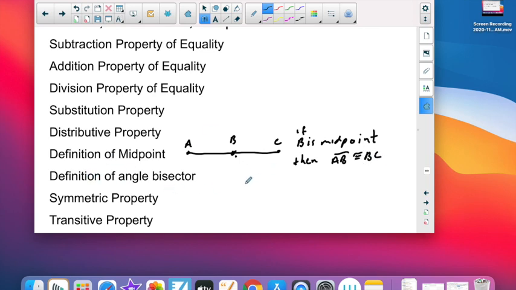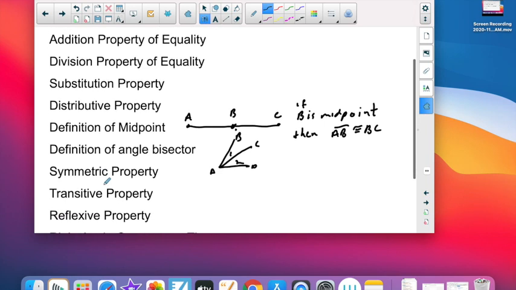Also, definition of an angle bisector, same idea. If AC is a bisector, then angle 1 and angle 2 are congruent.